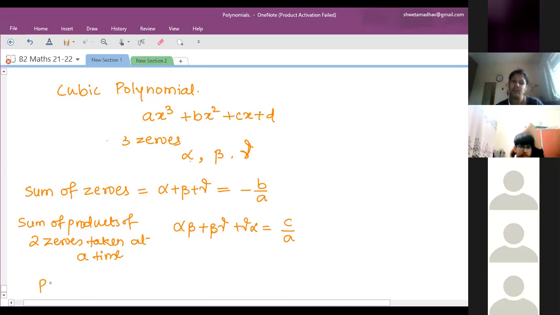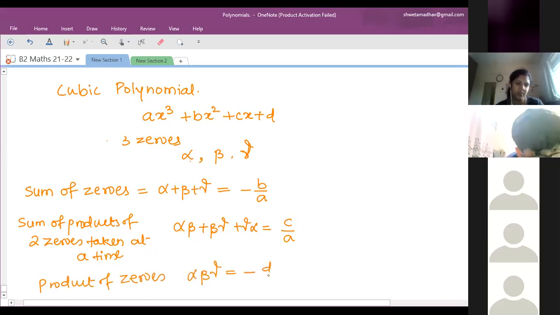And the third one is the product of zeros. That is alpha beta gamma, which is equal to minus d by a. D is the constant term. So write this down, give me a second.